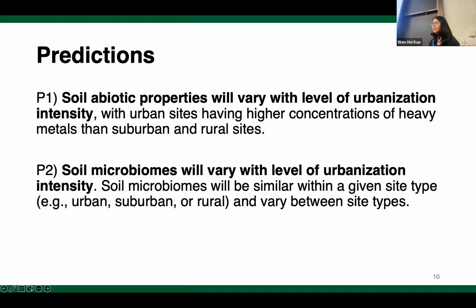So for this study, I had two predictions. One being that the soil abiotic properties will vary with the level of urbanization intensity. So urban sites will have higher concentrations of heavy metals compared to the suburban and rural sites. And the second prediction was that the soil microbiomes will also vary with the level of urbanization intensity. So soil microbiomes will be similar within a given site type. So rural sites will be very similar to each other. Urban sites will be very similar to each other, but they will vary between the site types. So I would expect that the urban and the rural sites would be very different from one another.